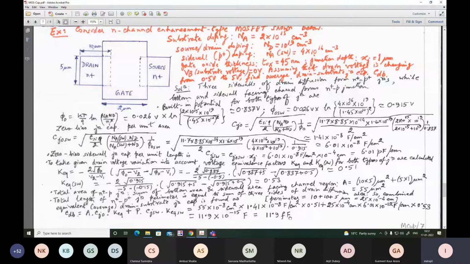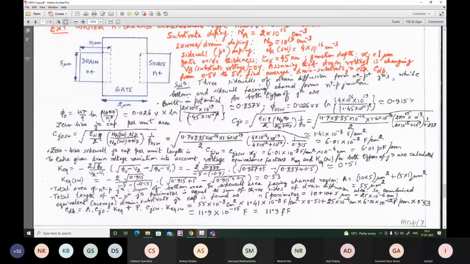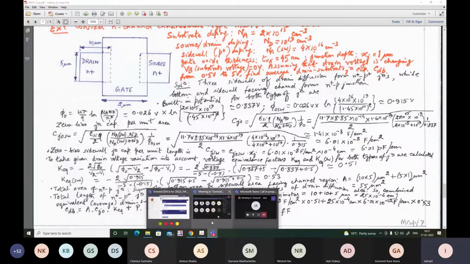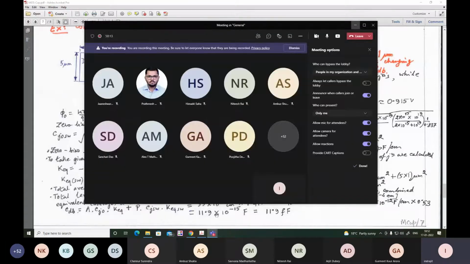Okay. So this is how we can calculate the total drain to body capacitance, or equivalently the source to body capacitance also, right? So do you have any doubt, dear friends? I'm sorry, I have not any questions on this. So this is how the MOSFET capacitances are estimated, particularly for transient parameters.